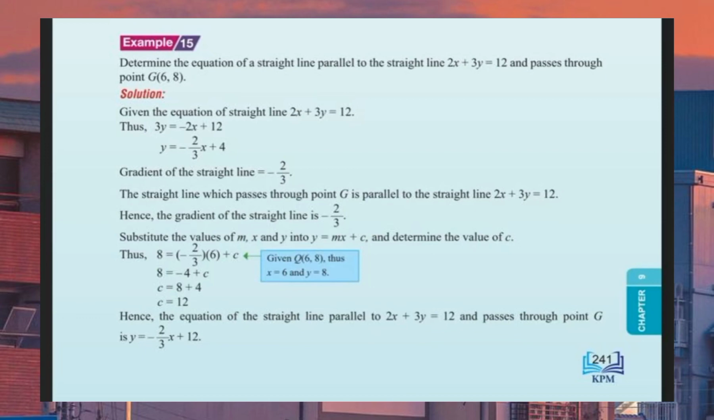Hence, the equation of the straight line parallel to 2x plus 3y equal to 12 and passes through point G is y equal to negative 2 per 3 x plus 12.